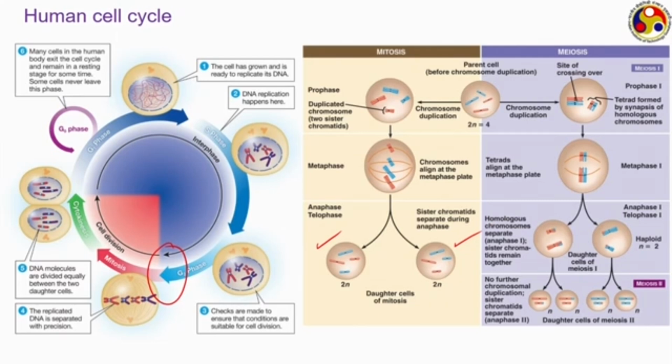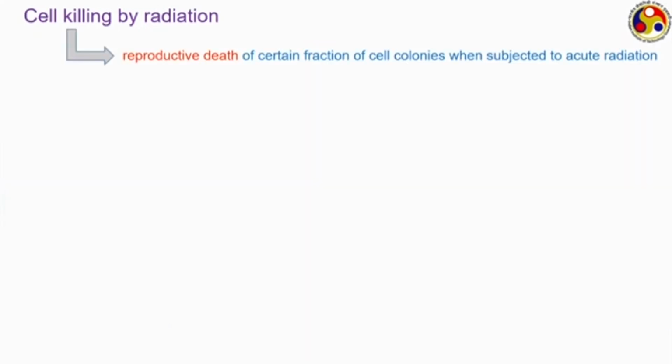Mitosis is the most common type of cell division that we can see, and that is the one that is responsible for development of our body from a single cell embryo to a fully grown human body. So, if mitosis is affected by radiation, then there can be a real catastrophic effect, and something known as cell killing. Cell killing refers to reproductive death of a certain fraction of cell colonies when subjected to acute radiation. Like when a cell is affected by radiation, then the cell may lose its reproductive power, and terminology-wise it is called the cell is being killed.